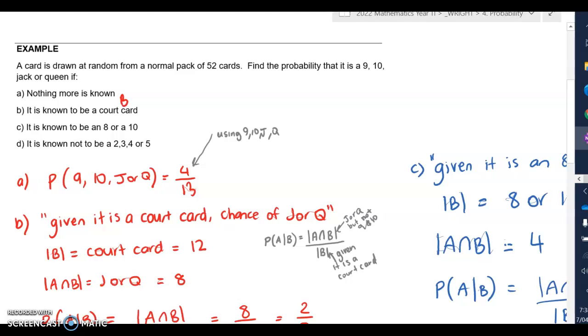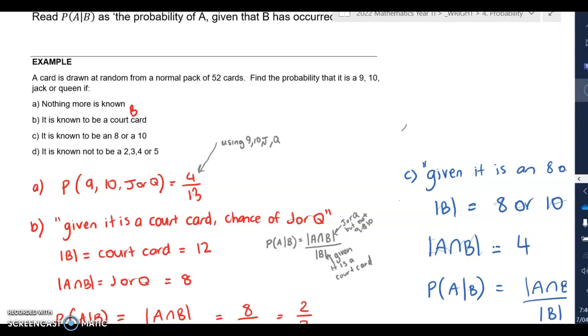Let's have a think. We've got 52 cards. There are 4 9s, 4 10s, 4 Jacks, and 4 Queens in that card pack. That will give us 16 cards all up. 16 out of 52 breaks down to 4 out of 13, which is the answer that we have for part A. Okay, let's now have a look at part B.